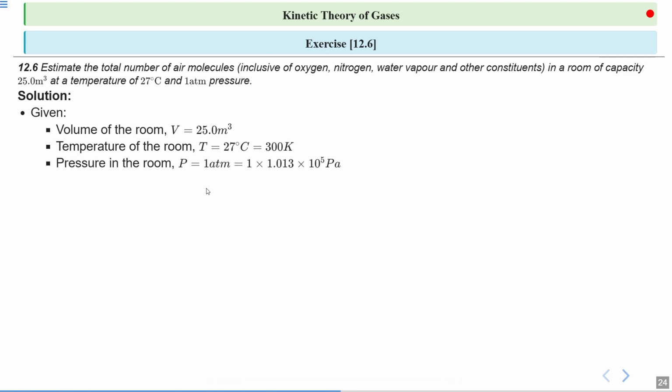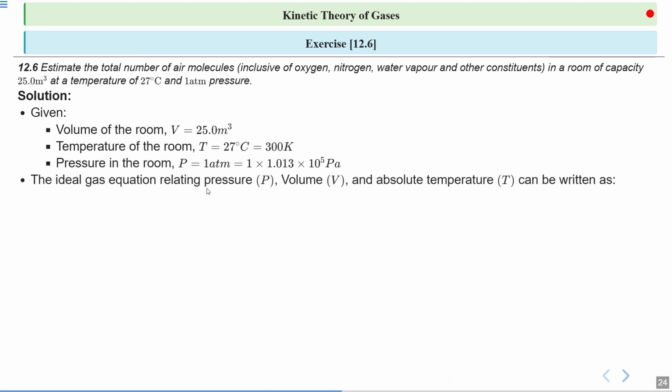So pressure in the room is given as 1 atmosphere. We convert this to pascals, which is the SI unit for pressure. So 1 atm is equivalent to 1.013 into 10 raised to the power 5 pascals. Now we have all given values. We can use the ideal gas equation. This equation relates pressure, volume and temperature to the number of molecules.